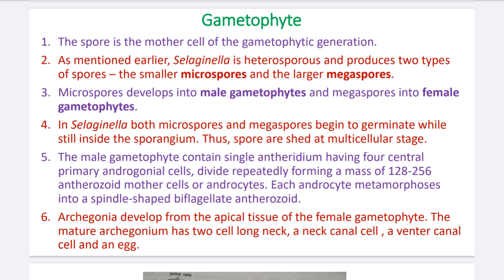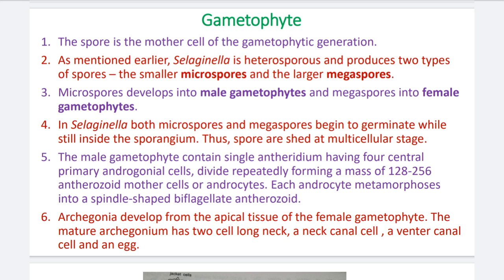Number 3. Microspores develop into male gametophytes, and megaspores develop into female gametophytes. Male gametophyte, what is the function of the male gametophyte? They produce the antheridia. Female gametophytes produce archegonia. So the antheridium produces the male gamete, the sperm, and the archegonium produces the female gamete, the egg.